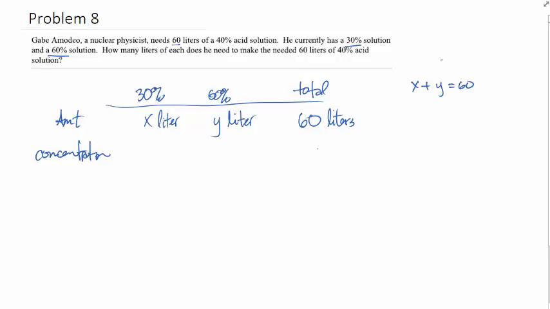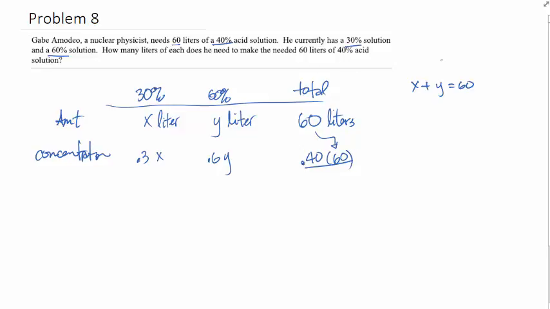Now the next step is to figure out the concentration. The concentration that we want is going to be a 40% solution. So the concentration we'll get here is 0.3 times x, and the concentration here is going to be 0.6 times y. When we add these two solutions, we want the concentration to be 40%. But 40% of what? Remember that the 40% has to be of the total, x plus y, which is the number of liters in total, and that's going to be 60.